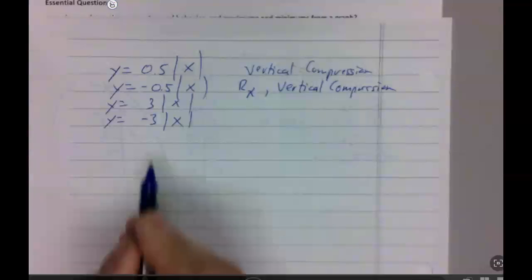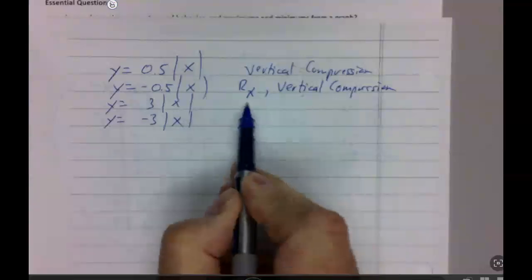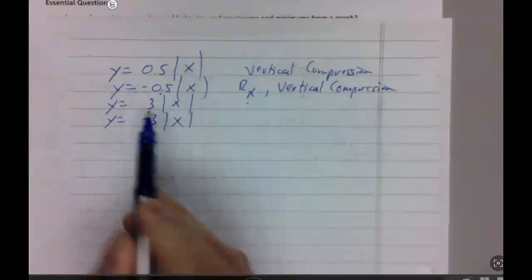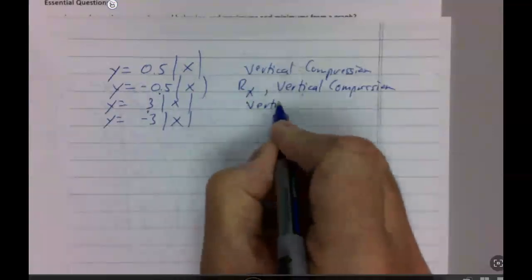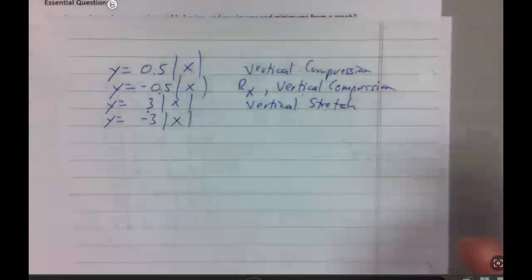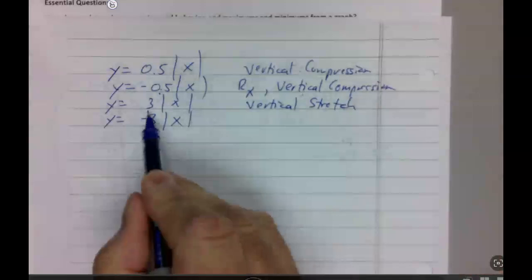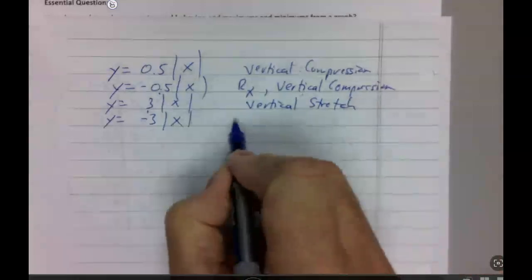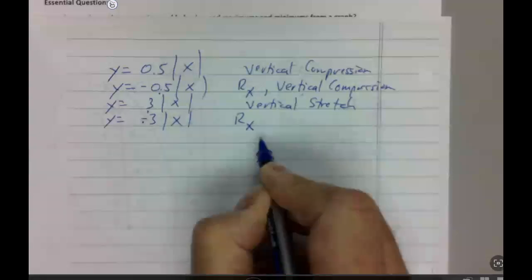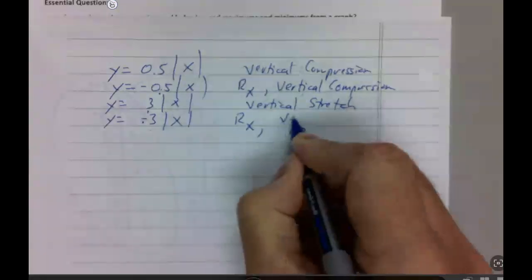Correct? Yeah. Negative, it reflects. Absolute value of that is between 0 and 1. This one here, vertical stretch. It's going to get skinnier. Correct? This one here is going to have a reflection across the x-axis because of the what? Negative. And the absolute value of -3 makes it a vertical stretch.